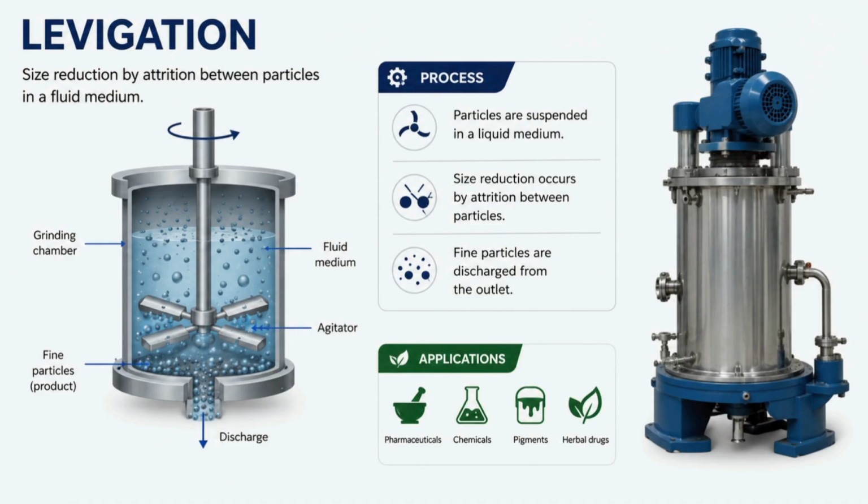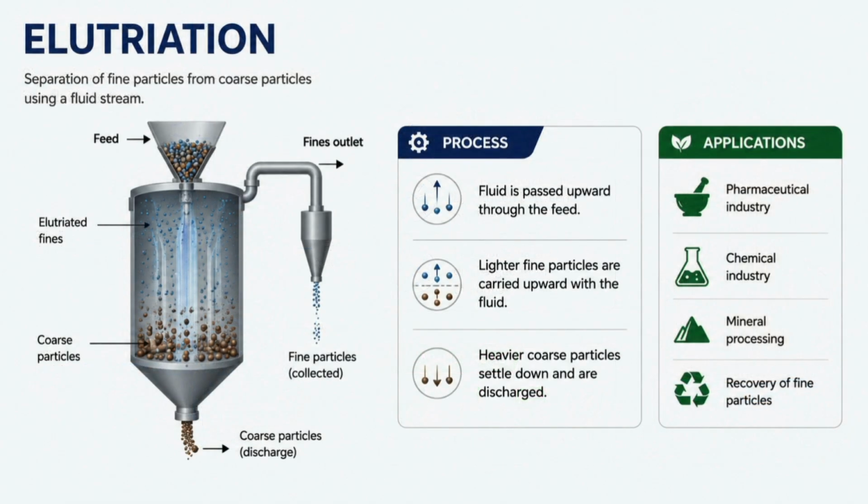After the process of levigation, the paste obtained contains some fine particles along with a small proportion of coarse particles. The fine particles are separated from the coarse particles by the process of elutriation. We will see that one also. So next one is elutriation.